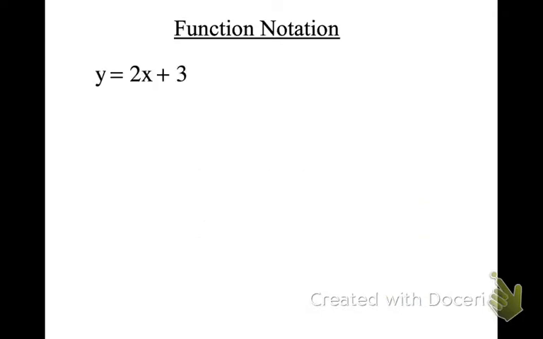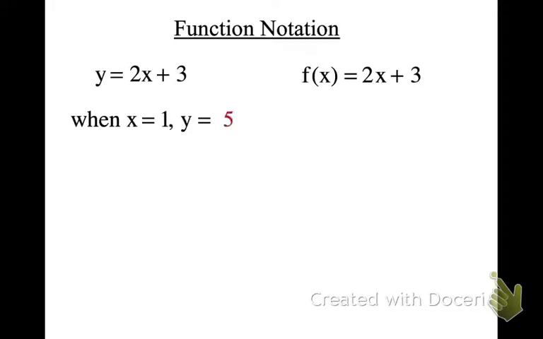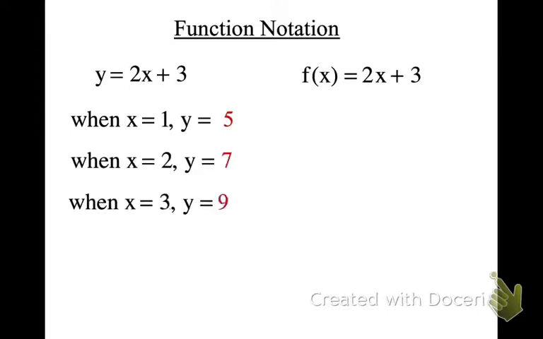All right, function notation, here we go. Function notation is just a fancy way to write. So we've got when x is 1, y is 5. How are they getting that? They substitute 1 in. 2 times 1 plus 3 is 5. So when x is 2, we can figure it'll be 7. When x is 3, it'll be 9. When x is 4, it'll be 11.